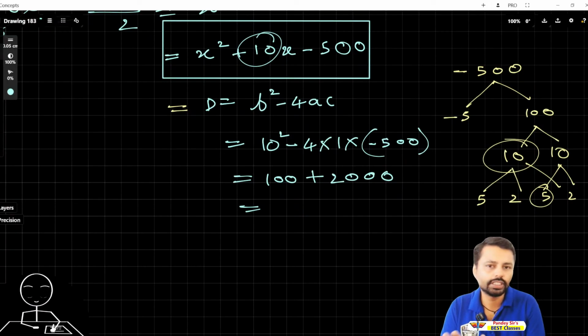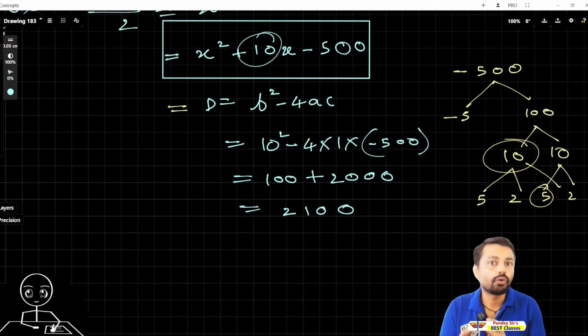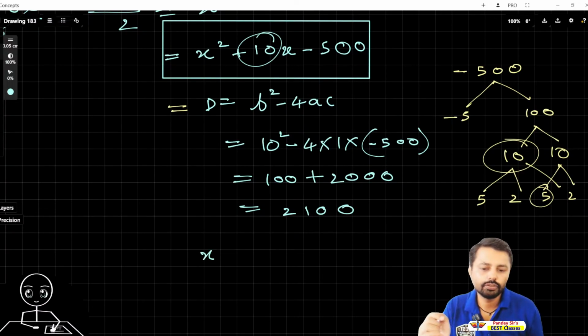It should give real roots, but they don't seem like fractions or integers, they're distinct real numbers. So let's find out the roots also. Anyway, we get 100 and here 2000, so 2100. Okay, now the quadratic formula: x equals minus b plus minus root of b squared minus 4ac, whole by 2a, or you can say root d by 2a.